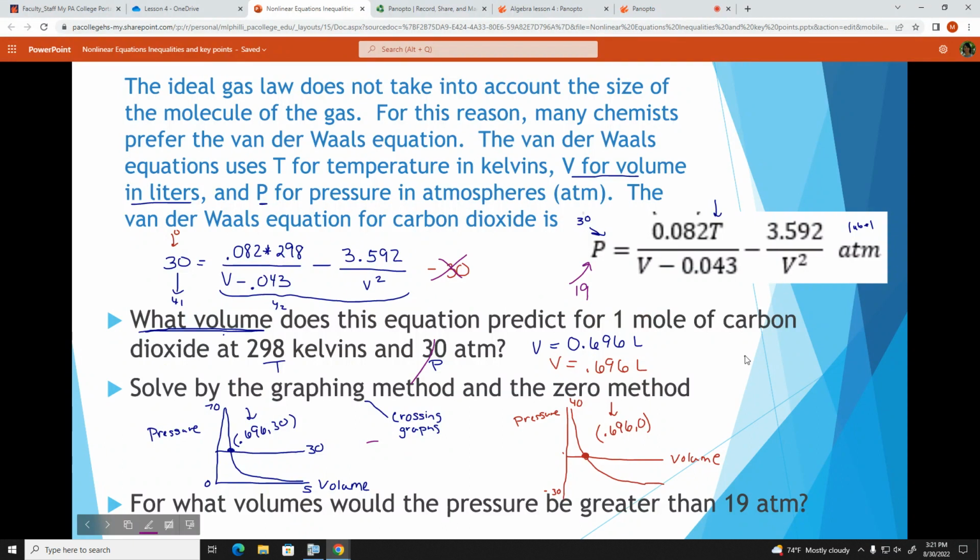So this is in the purple. This is volume. This is pressure. This goes up to 70. This goes out to 5. We have our same concave up curve coming down. We have a line across at 19. And we found the point of intersection here is 1.174, rounding off.